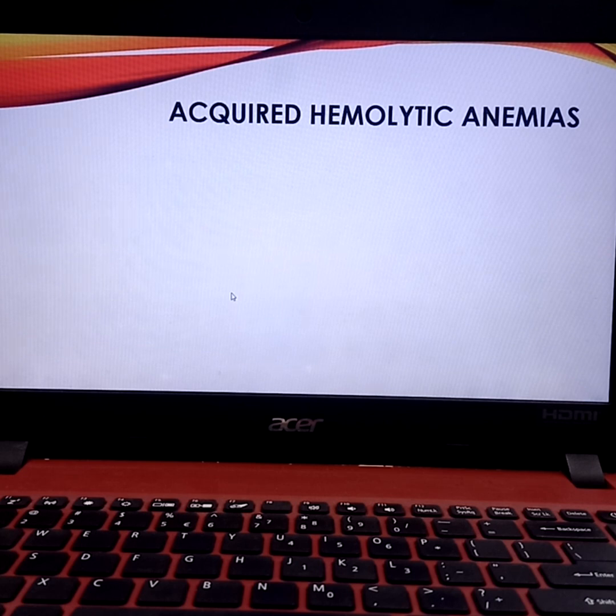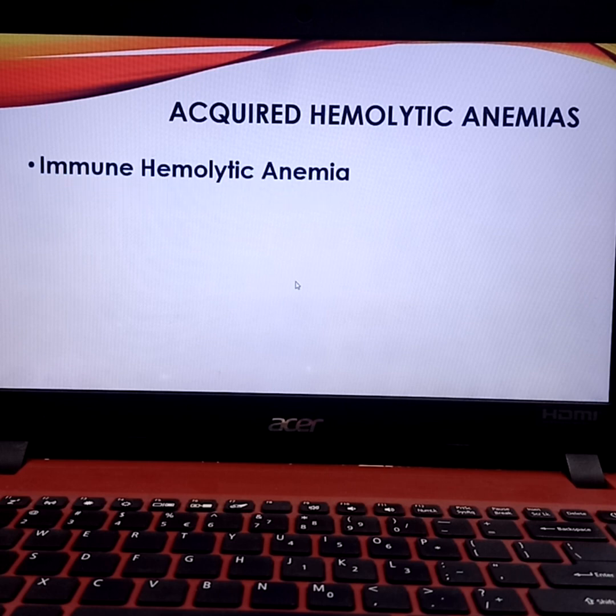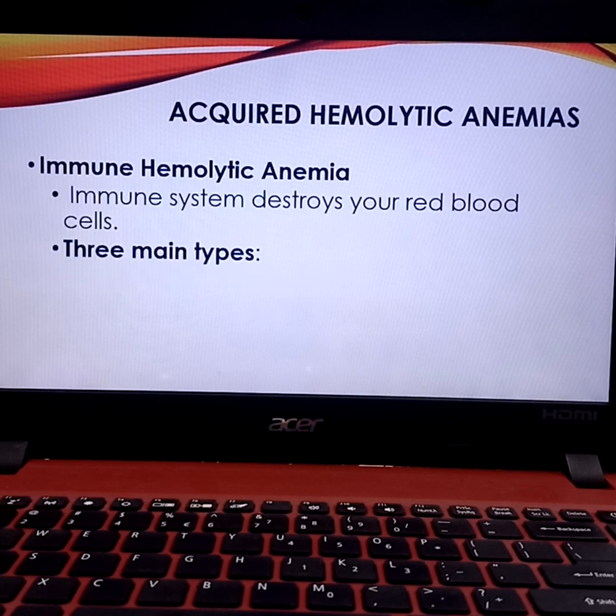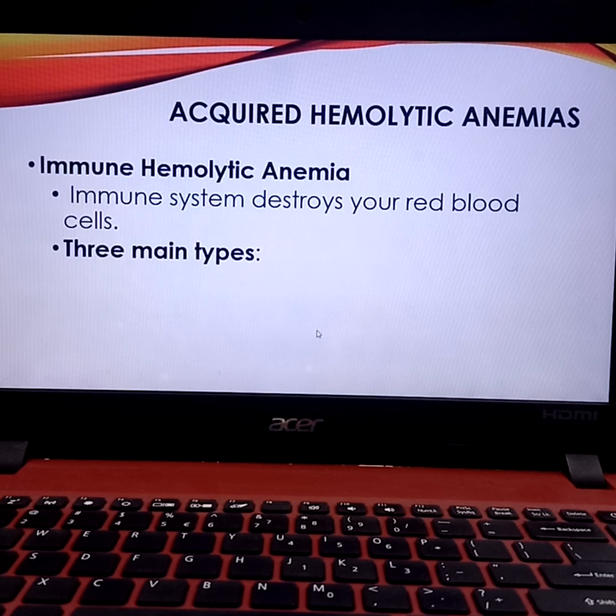So aside from the inherited anemia, we also have acquired hemolytic anemia. Acquired hemolytic anemia also has different examples. Number one here is immune hemolytic anemia. So in immune hemolytic anemia, the immune system now destroys your red blood cells. Among all the types, this is actually the one most related to our topic, which is hypersensitivity reaction.